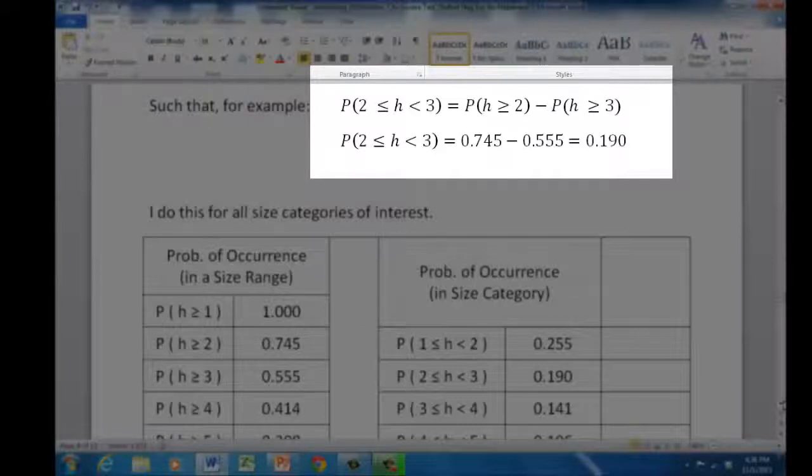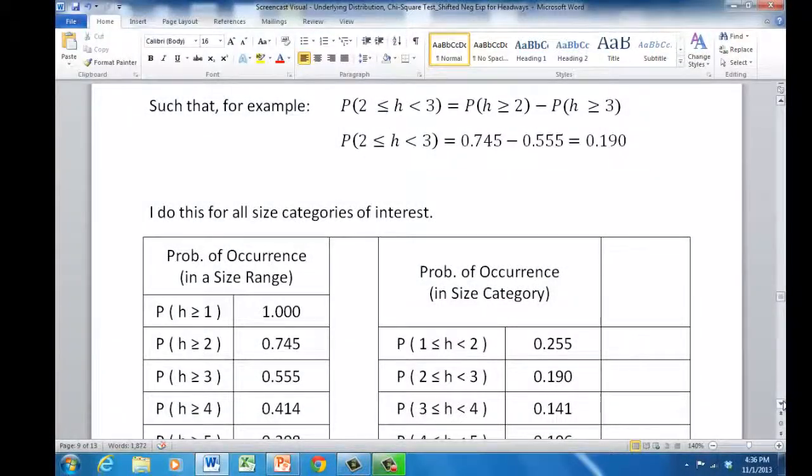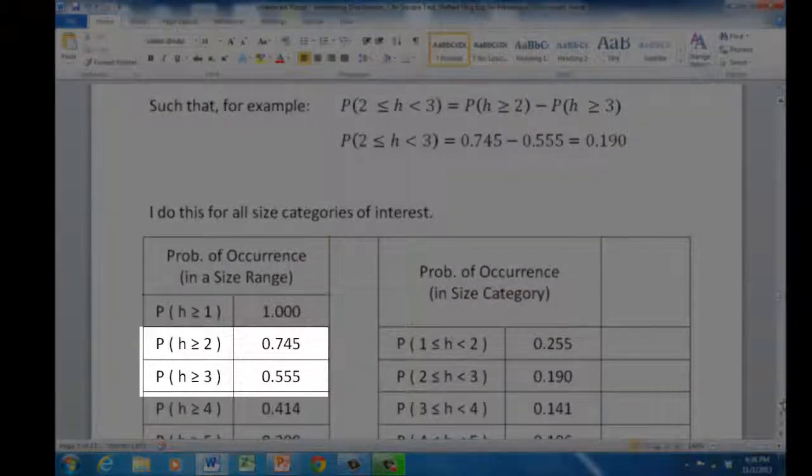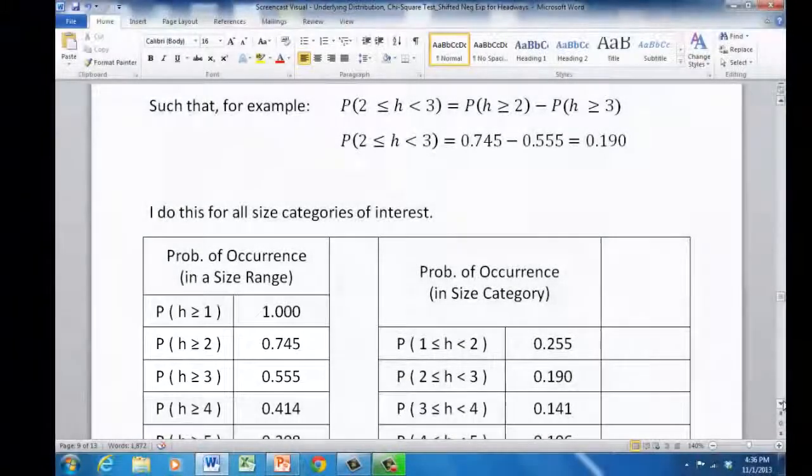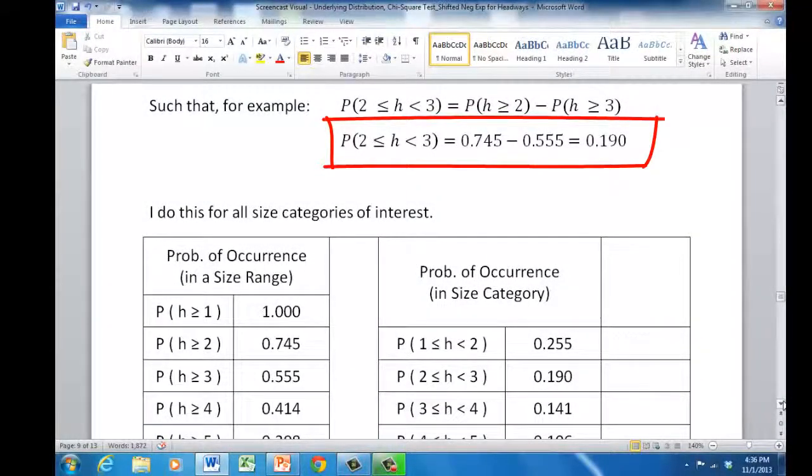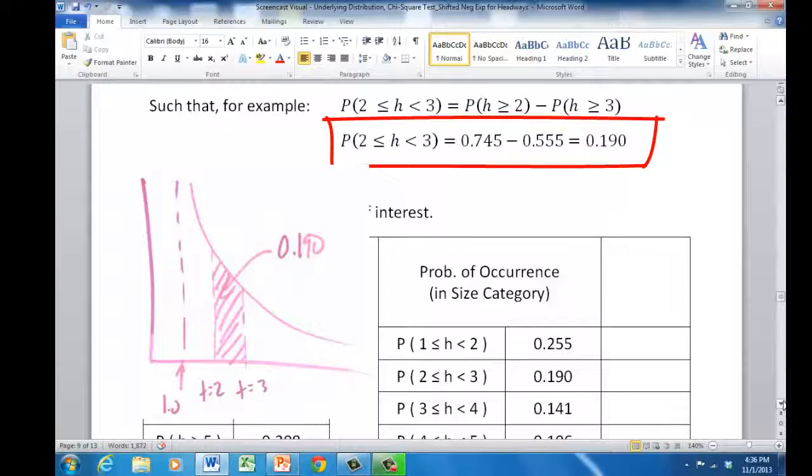We've already shown that the probability of a headway greater than or equal to 3 is equal to 0.555, and I've similarly calculated the probability of a headway greater than or equal to 2 to be 0.745. I perform the subtraction and solve for the probability of a headway between 2 and 3 seconds to be 0.19. This is the area under the curve between 2 and 3.